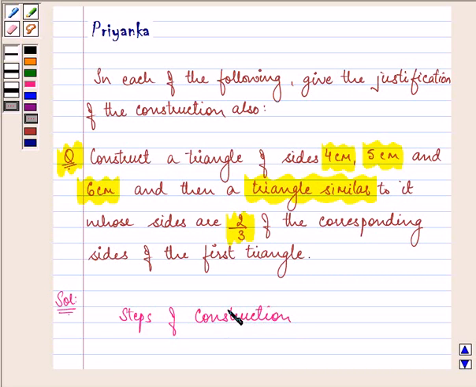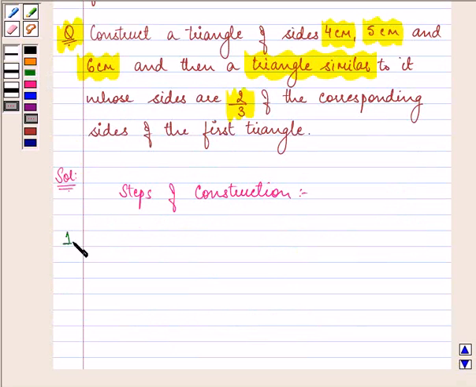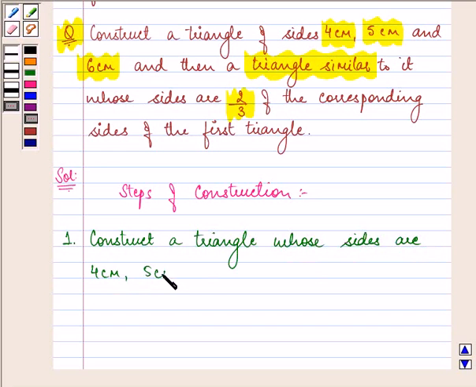First, we will be constructing the triangle and then the similar triangle side by side. What we need to do first is construct a triangle whose sides are 4 cm, 5 cm and 6 cm respectively. So, let us first draw a triangle like this. Now we have named the triangle as ABC, measuring 6 cm, 5 cm and 4 cm.